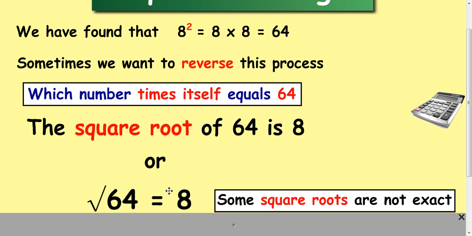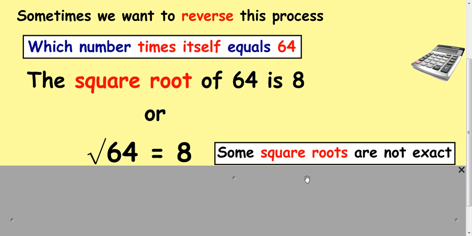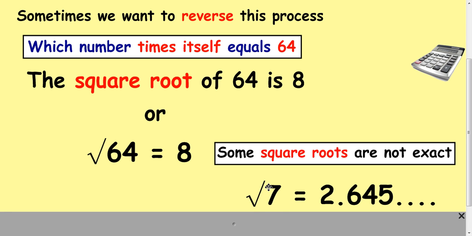Now, you can get exact values for quite a lot of square roots, in fact all the square numbers. So the square root of 64 is 8, the square root of 81 is 9, because 9 times 9 is 81. The square root of 100 is 10, because 10 times 10 is 100. Some square roots are not exact, however. Sometimes when you square root a number that's not a square number, you'll end up with a decimal. These are called surds, but we'll investigate that later.